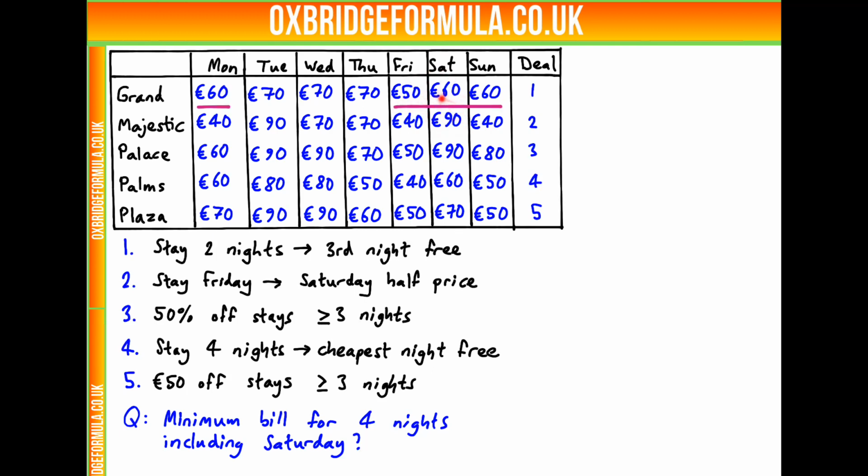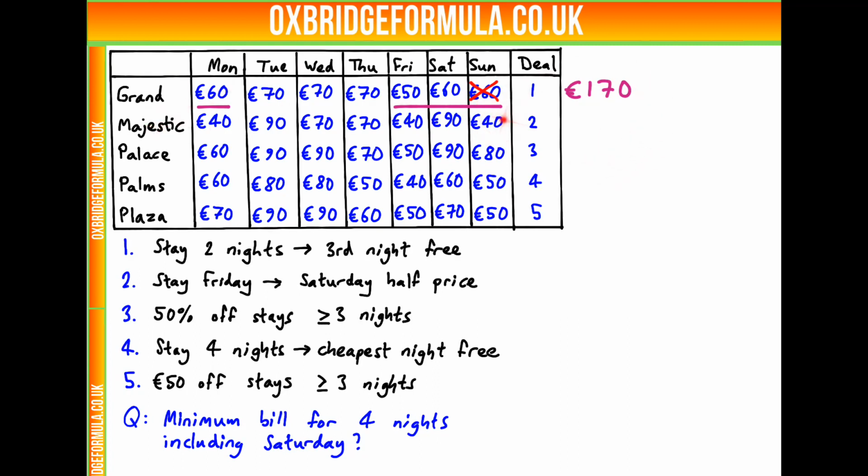So let's choose these 4. And then how do we apply our deal? So we're staying 2 nights, that's Friday and Saturday. Then the 3rd night, Sunday, is going to be free. So what's our total for the Grand Hotel? 60 times 2 is 120, plus 50 is 170 euros. So let's keep going through.